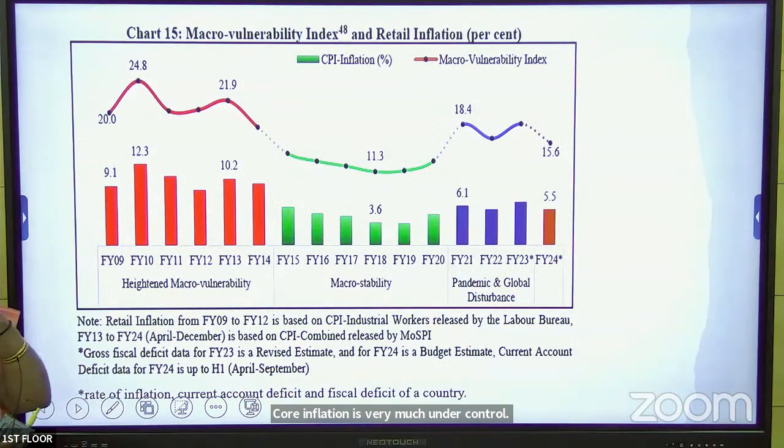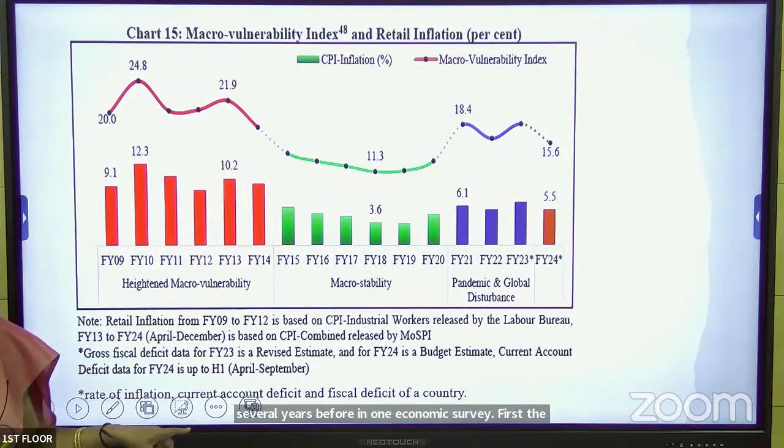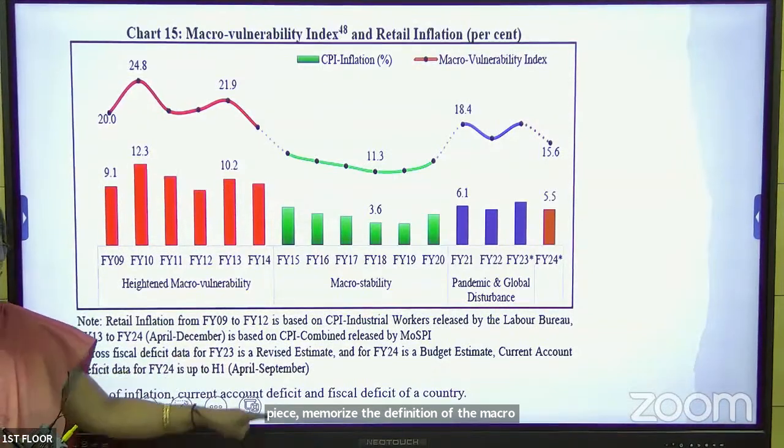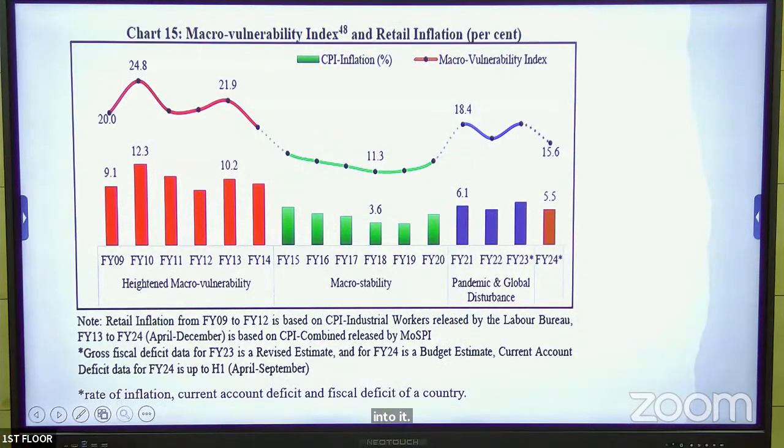This is one macro vulnerability index which was introduced several years ago in one economic survey. First, please memorize the definition of the macro vulnerability index. It includes the rate of inflation, current account deficit, and fiscal deficit. I told you current account deficit and fiscal deficit are the twin deficits for any country. You add the rate of inflation to it. All three things put together are called the macro vulnerability index.